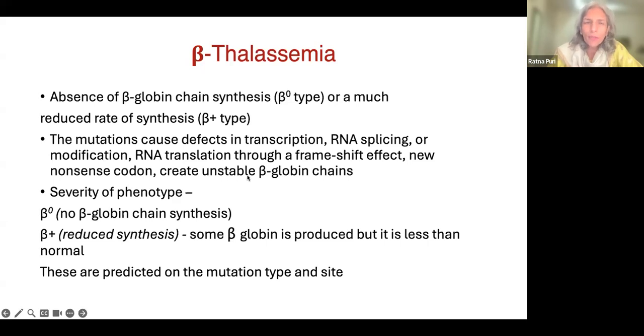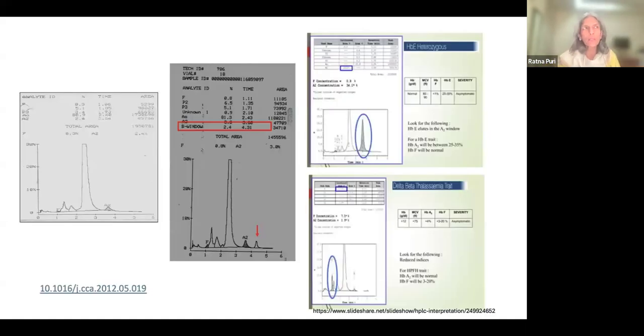And it is dependent upon the kind of mutation and the place where the mutation is in that beta globin gene. So if you have two beta zeros together, there is absolutely no beta globin chain synthesis, and you get a severe phenotype. But if your mutation is of the beta plus type, there would be some production and you would get a milder phenotype. And how do we know whether it's beta 0 or beta plus? Because I told you a lot of work has been done on thalassemia in India. So based on the nature of the mutation, you are able to predict whether it is beta 0 or beta plus.